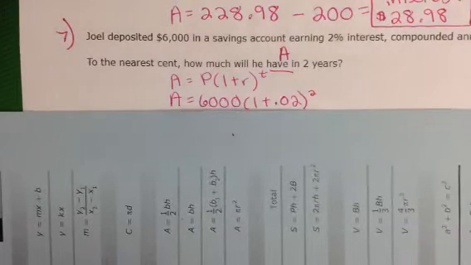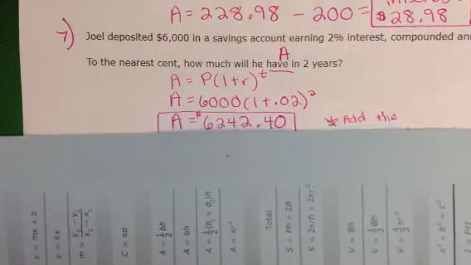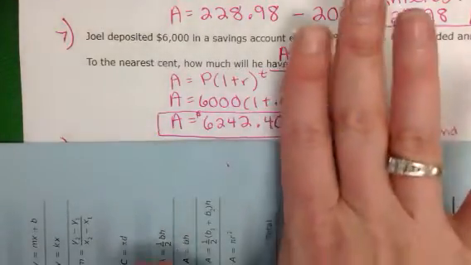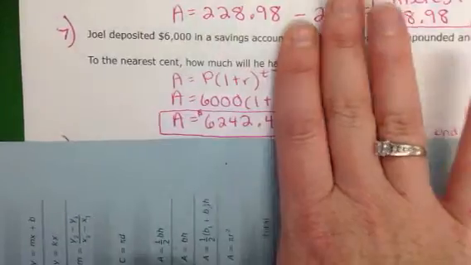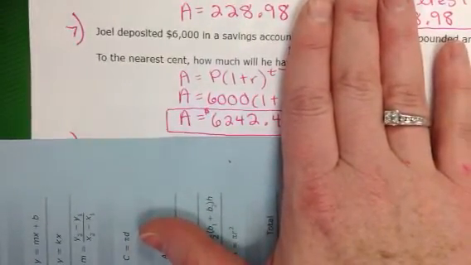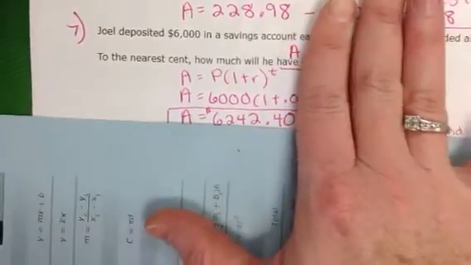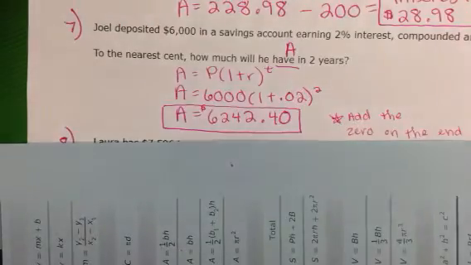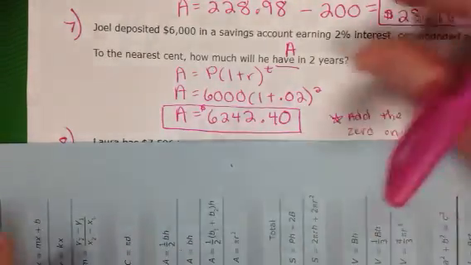Okay, you filled in 6,000 for P, 2/100ths for R, 2 for T. You used your calculator. On this one, my calculator would have only showed me that much. But whenever we're dealing with money, you need 2 digits behind the decimal. So you have to add that 0 behind your 4. So $6,242.40. Make sure you got the 0.